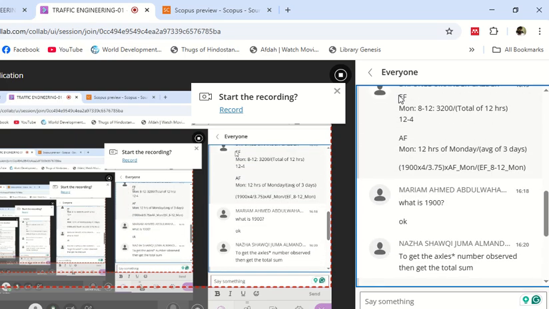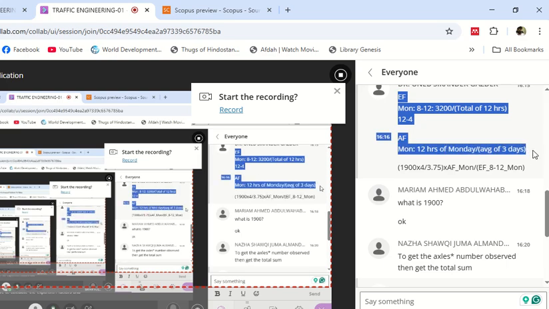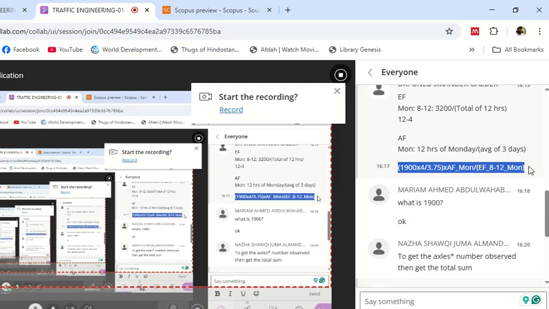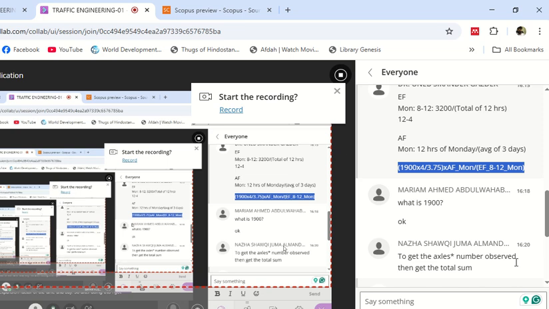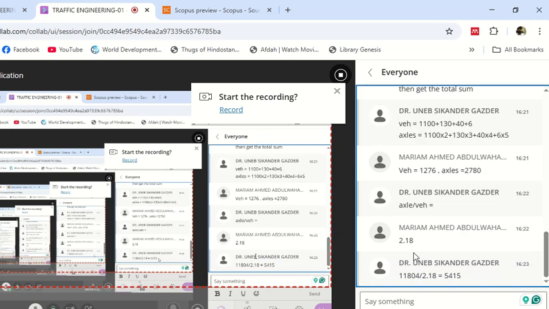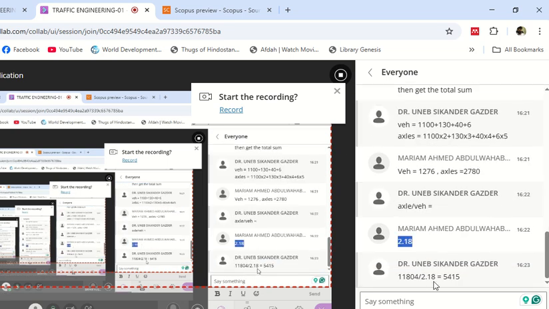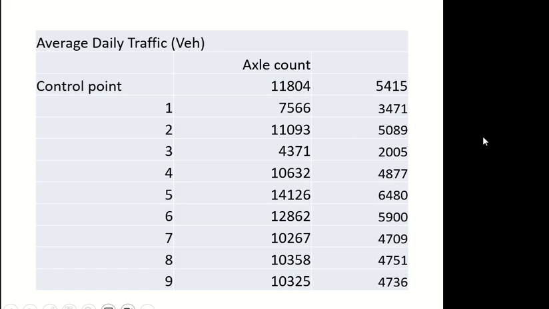So you have to calculate the expansion factors and the adjustment factors using the first table, and then you have to convert each count from the second table into a 12-hour average using this. Multiply by 4, divide by 3.75, then multiply by the adjustment factor, then divide by the expansion factor of the time and day. After doing this I got 7566, and then I divide 7566 by 2.18 like I did here, and then you will get 3471.